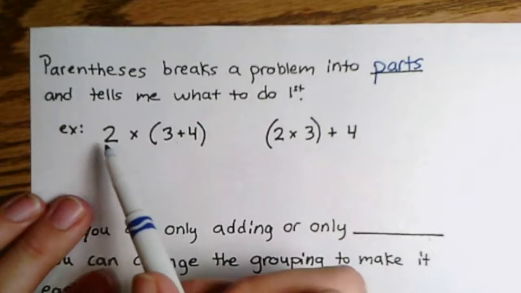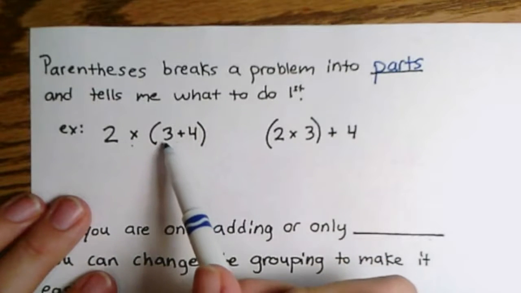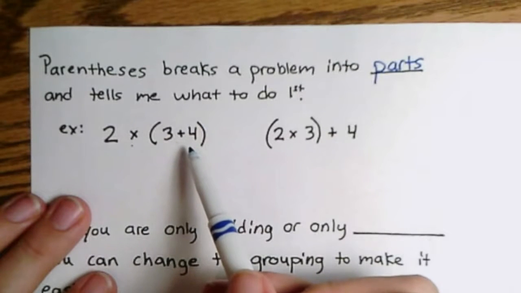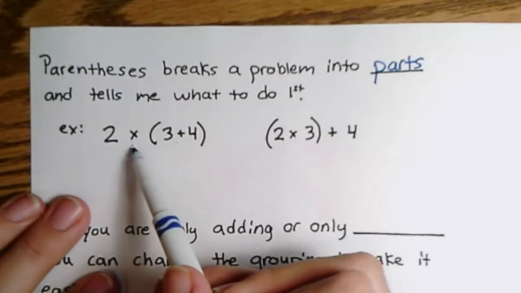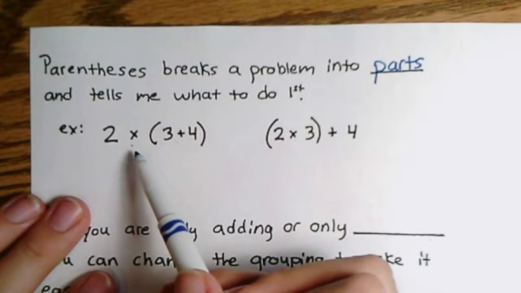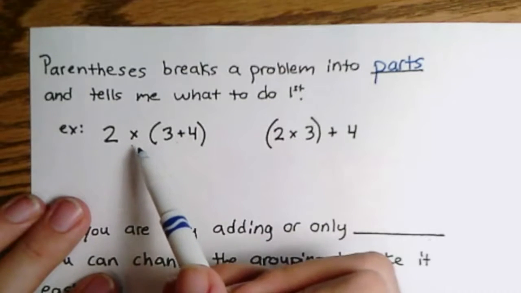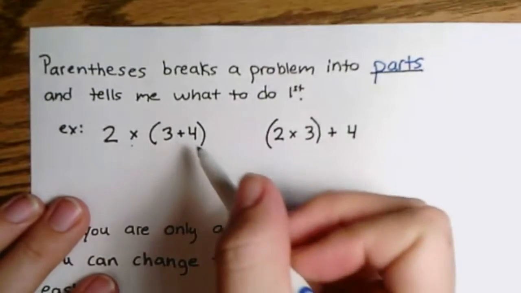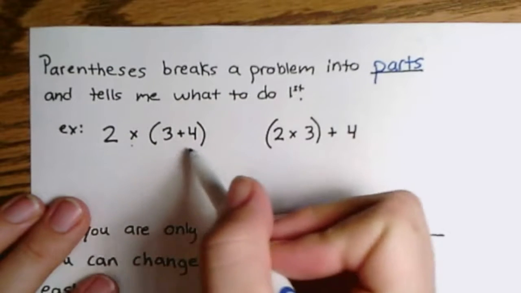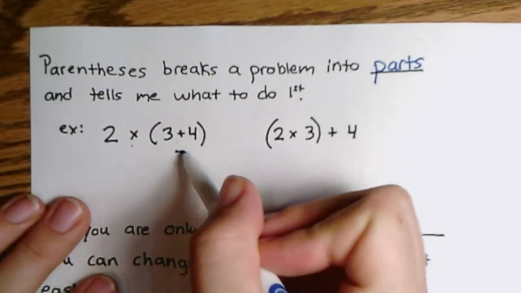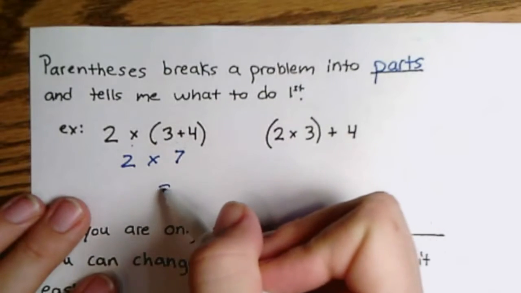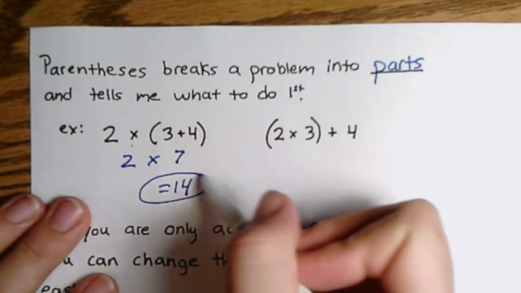So here's an example: 2 times, and then in parentheses, 3 plus 4. Because they're not all addition and they're not all multiplication, I can't use the associative property of addition or the associative property of multiplication because I have multiplication and addition. So let's look at how where the parentheses are gives me a different answer. I'm going to have to do 3 plus 4 first because it's in parentheses, so that's 7. And then I'm going to multiply 2 times 7, and my final answer equals 14 over here.